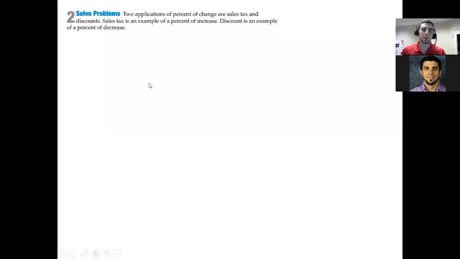All right, we're back with part 2 of this section, solve problems. So 2 applications of percent change are sales tax and discounts. Sales tax is an example of a percent increase because you have to add that on top of the price of the product. A discount is an example of a percent decrease because you're taking that off. Normally they say 40% off sale because they're taking that much off of the price of the product.